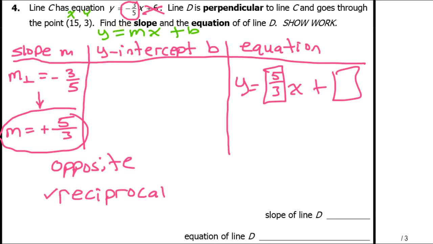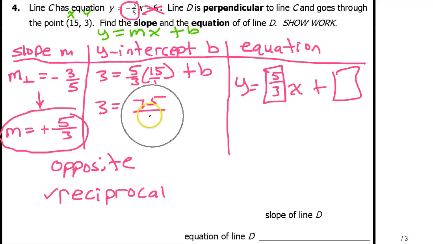All right, I'm starting with y equals, so that means I'm going to start with 3. 3 equals. Next comes m, that's 5/3. Then we have x, which is 15. And then plus b, which is what we're looking for. This is like having 15 over 1, so this is going to be 3 is equal to, what's that? That's 50 and then 25, so that's 75 over 3. Okay, so I've got 75 over 3 plus b.